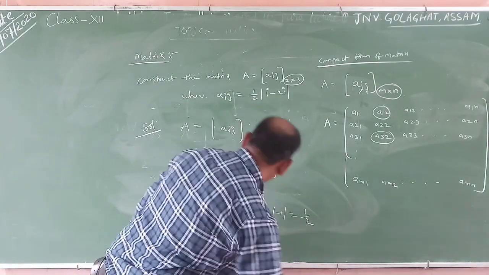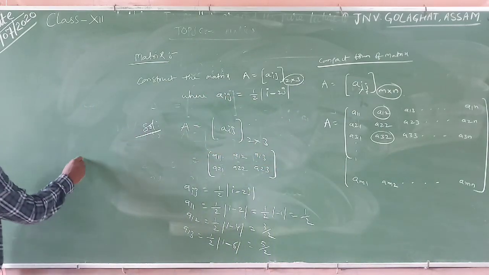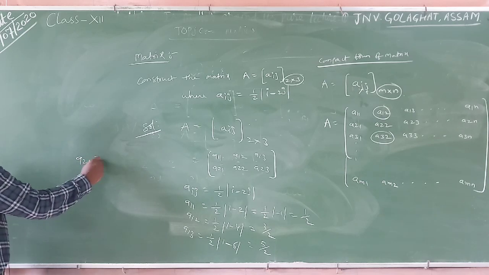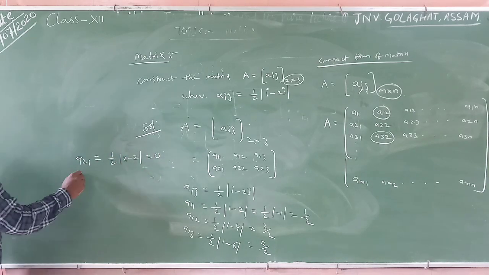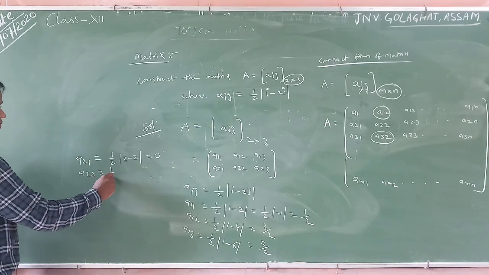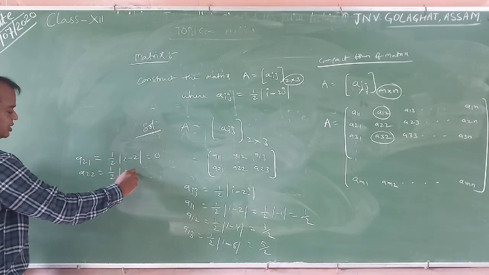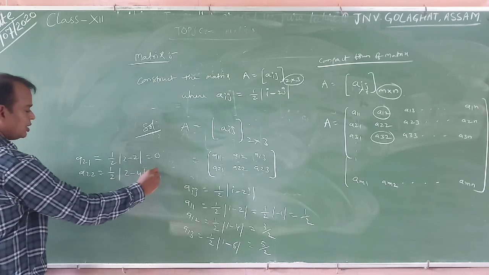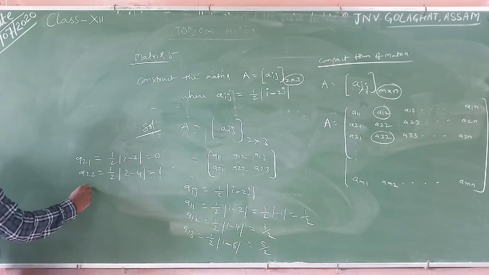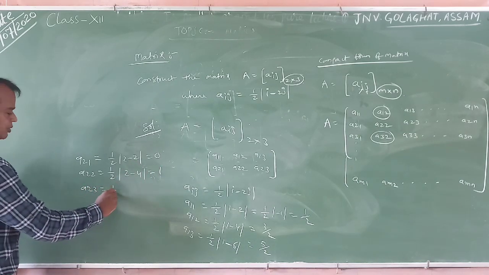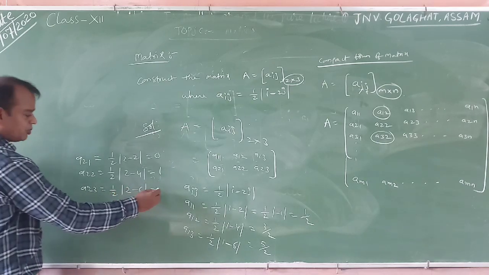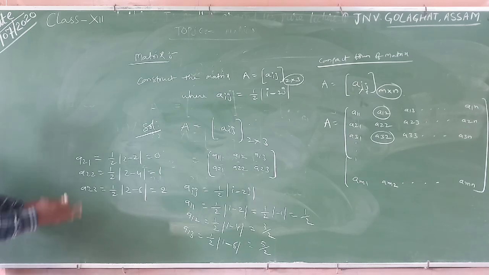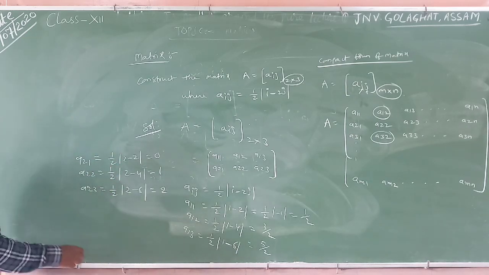Now similarly, A21 is equal to 1 by 2 into modulus of 2 minus 2, that equals 0. A22, 1 by 2 into modulus of 2 minus 4, that equals 1. A23 is equal to 1 by 2 into modulus of 2 minus 6, that is minus 4 by 2, that equals 2. Now these values we can substitute in the above matrix.